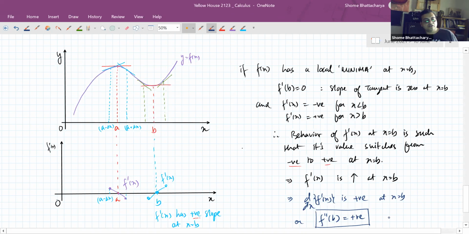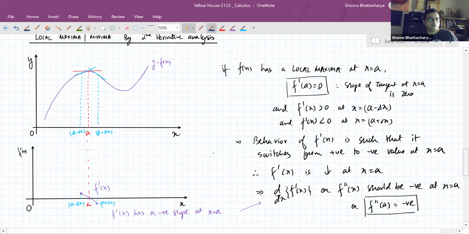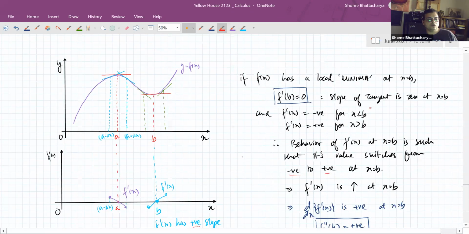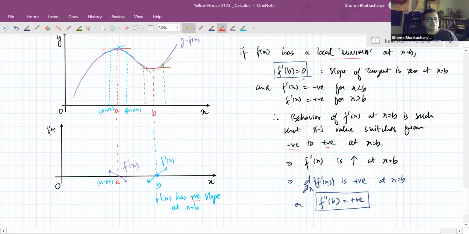So now you can see the contrast. For local maxima, above that we saw, we had the condition that the derivative should be 0, and we had the condition that the second derivative should be negative. This was the condition for local maxima. Now similarly here we are seeing the condition for local minima is that the derivative should still be 0, but the second derivative should become positive. So that's how they're different in terms of the behavior of the second derivative.